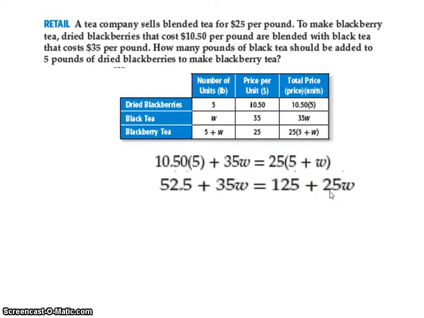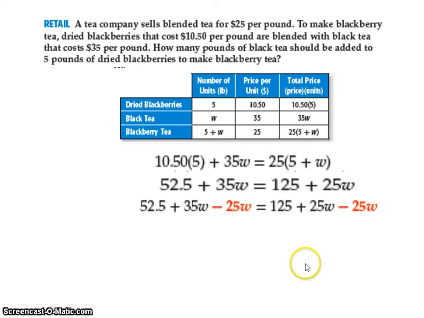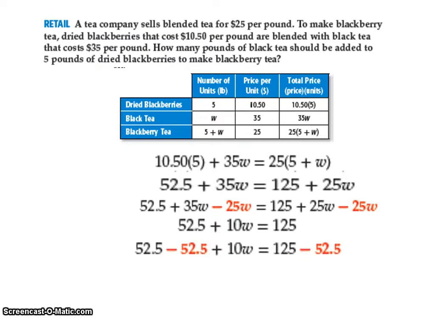Now we need our W's together and our constants together. So we're going to move the W first, and we want to move it so that it's on the positive side. So we're going to have 35W minus 25W. Now, the other thing is we've got to move that 52.5. So we're going to move it on the next row, and we're going to end up subtracting it from both sides.